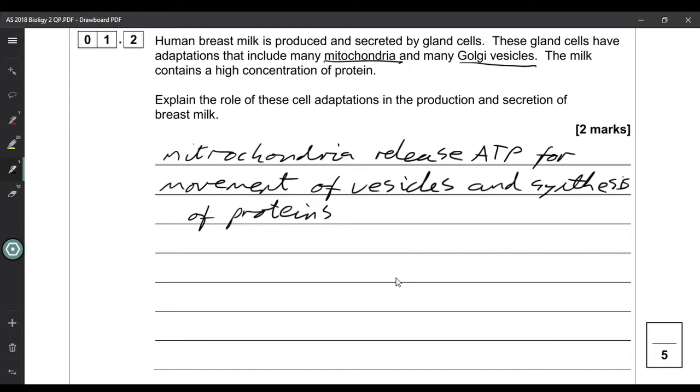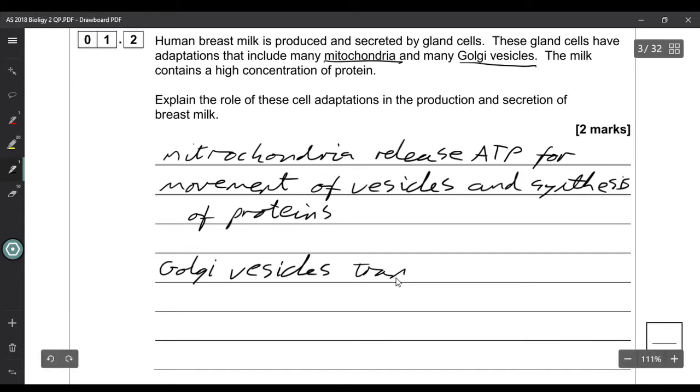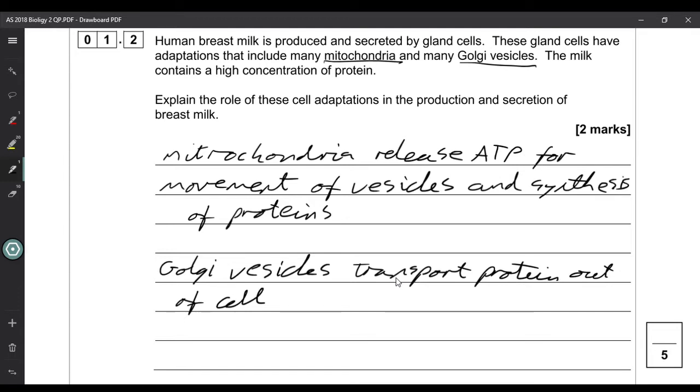So for this, we can say that the Golgi vesicles transport the protein out of the cell. So once the proteins have been manufactured, we need a way of getting them out of the cell, and that's the role of the Golgi vesicles.